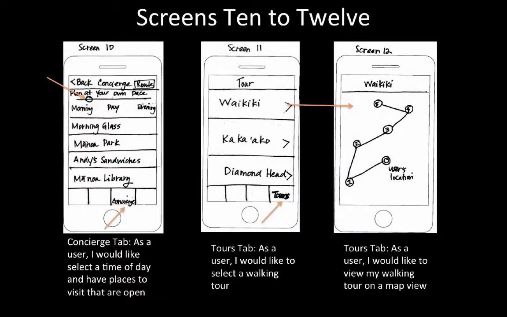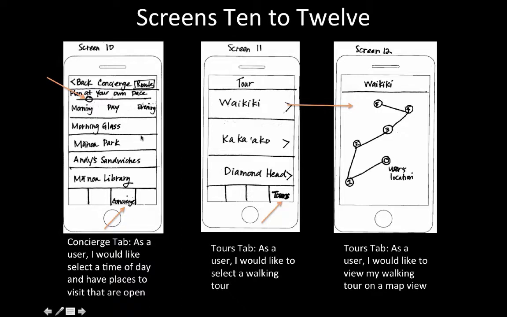Now we're going to move into the Concierge tab. So we're in the Concierge tab of the app. In screen 10, the user is able to use a slider, which if you recall is a control or UI element. So this is a slider here. The UI slider presents the user with a fun way of changing what venues appear in the table view, right? The table view right here, based on where the slider lands in relation to morning, day, and evening.